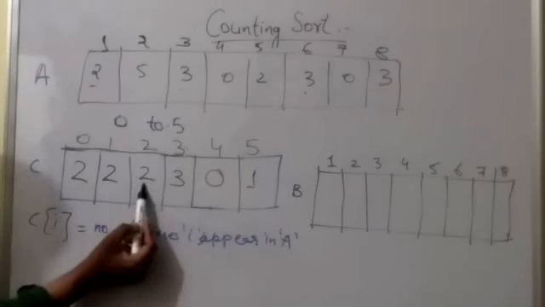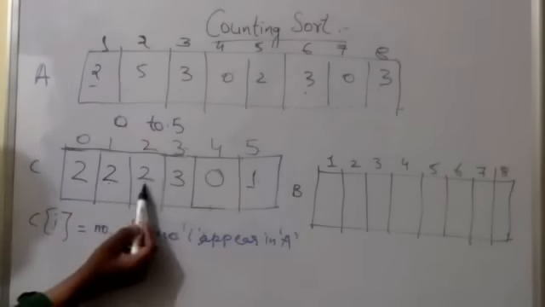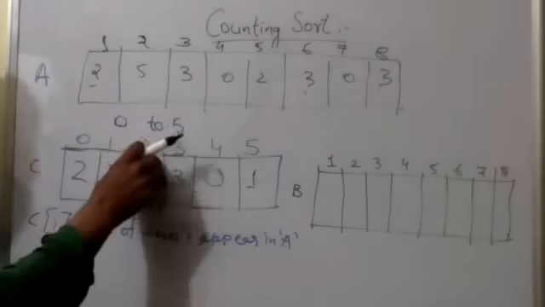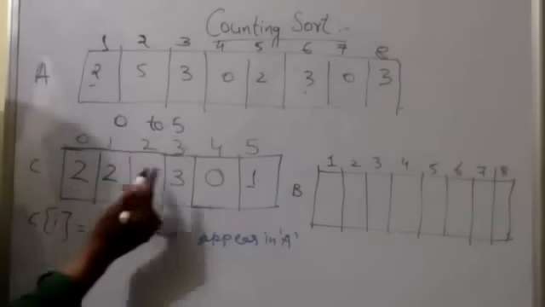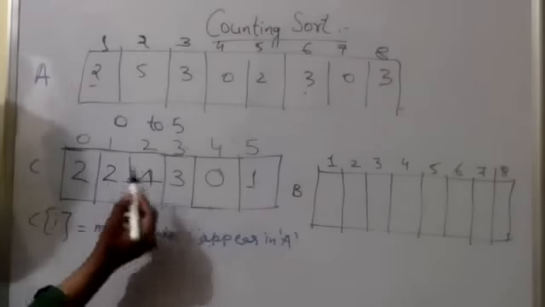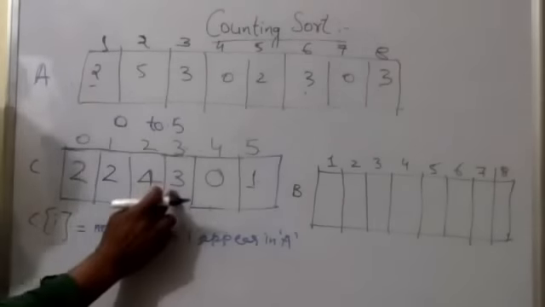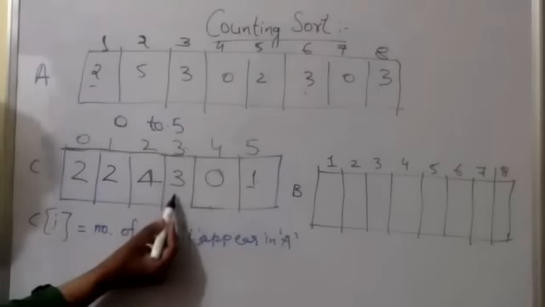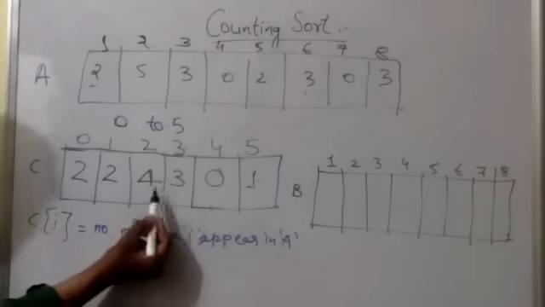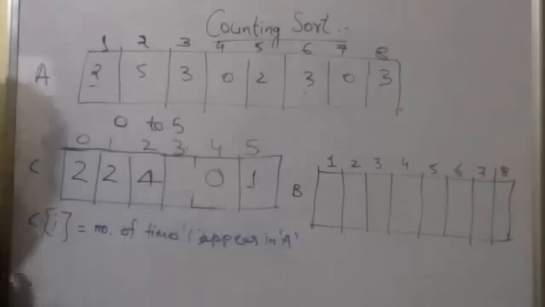The next element is 2. Again we will add its previous element, that is 2, to itself. So when we add 2 to 2, it will become 4. Right? Now we will move to the next element, that is 3. To 3 we will add the value of its previous element. The value of its previous element is 4. So we will add 4 to 3. So it will become 7.